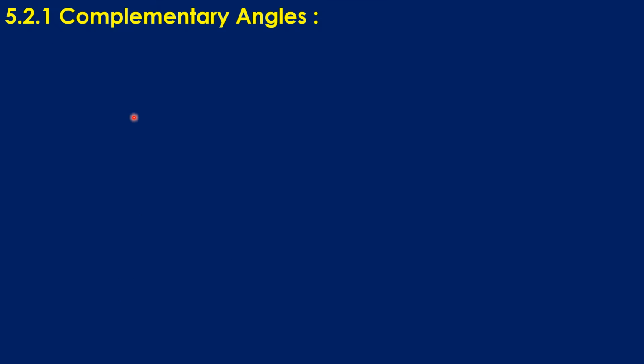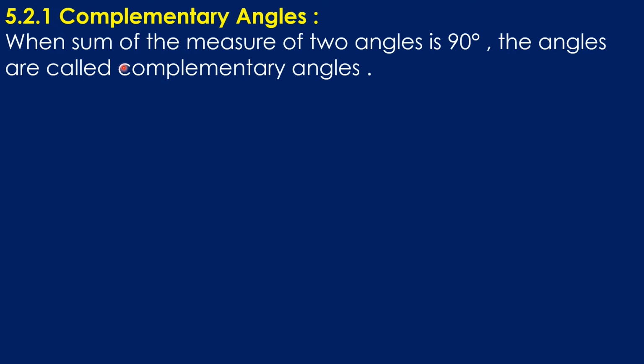The first related angle is complementary angles. What are complementary angles? When the sum of the measures of two angles is equal to 90 degrees, then the angles are said to be complementary angles. That means we have angle 1 and angle 2. If we add these two angles, the sum should be equal to 90 degrees. Only then can we say angle 1 and angle 2 are complementary angles. That means angle 1 is the complement of angle 2, and angle 2 is the complement of angle 1.